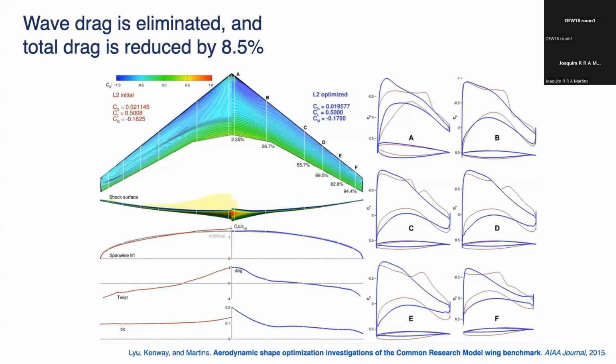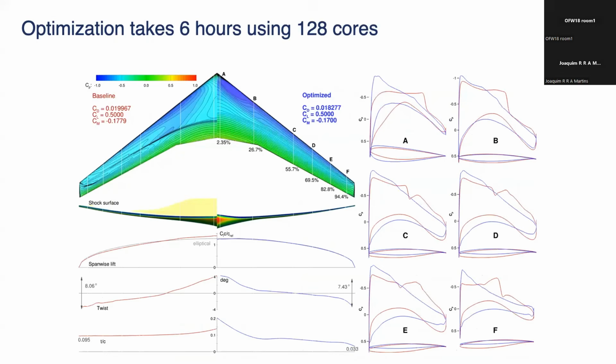But that's okay. We can do multi-point optimization as well. There are some benchmarks on that. I won't show all the results. But this has been really a way to make this kind of wing shape optimization routine. And this takes about 6 hours on 128 cores. All right, so this is maybe 200 design iterations, okay, all done automatically.